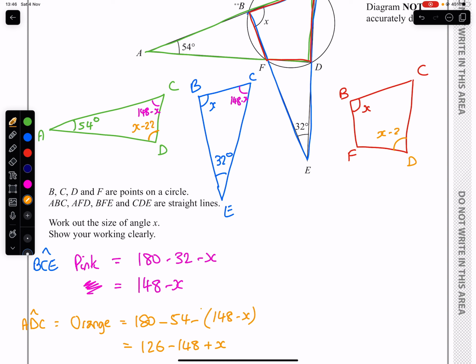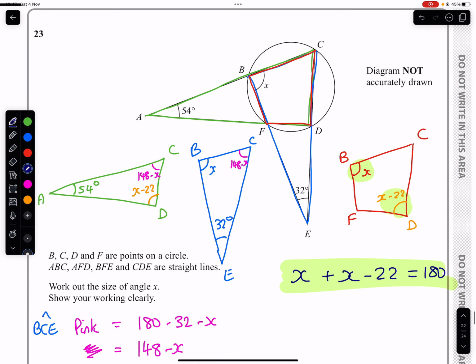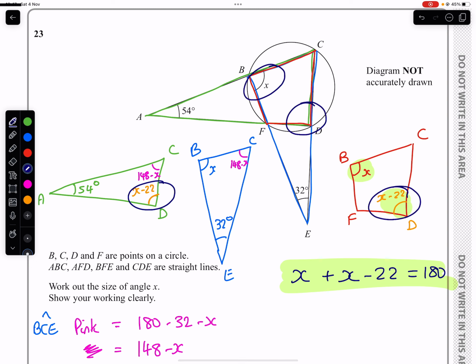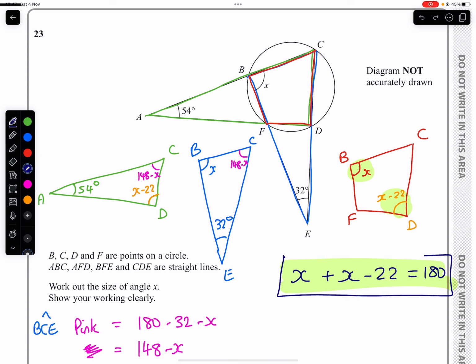Now, we have a link that we know exists between opposite angles in a cyclic quadrilateral, and that is that these add together to make 180. So our x plus our x minus 22 is going to equal 180. Now, with these types of problems, like I said about how you could start with one angle and end up with the other, this, taken a step further, has actually made the link between x and this creation here. Either way, you're going to get to a stage where you create an equation that you can actually solve.